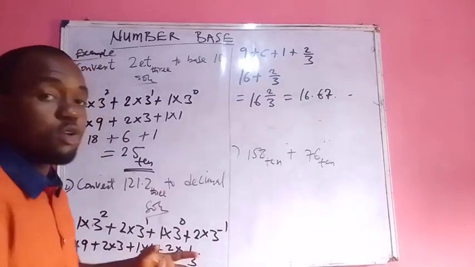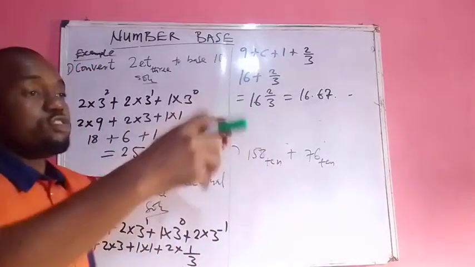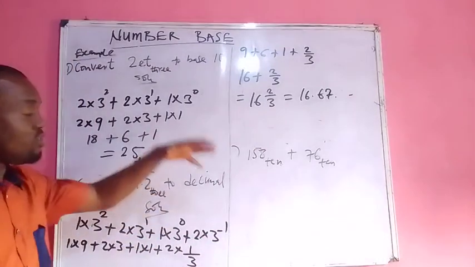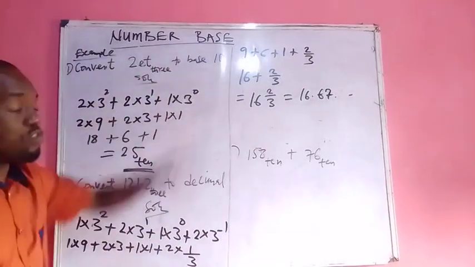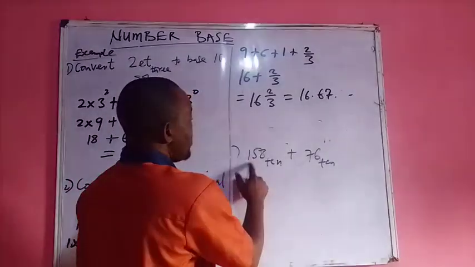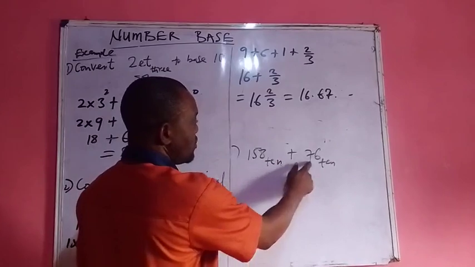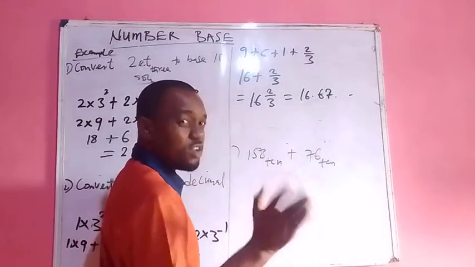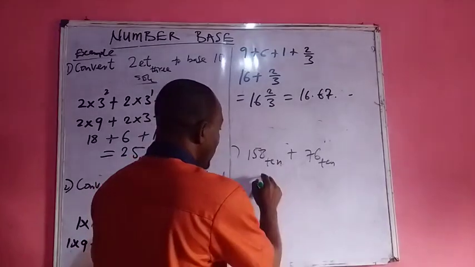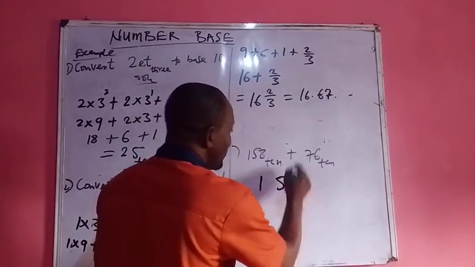Now I just pick out the complicated ones, just to give you a phrase of all the topics that are treated in number base. So now let's quickly look at this one. 158 base 10 plus 76 base 10. Now this is very simple. You just need to do your normal addition. You just have to write it like this, just the way we did it in kindergarten.